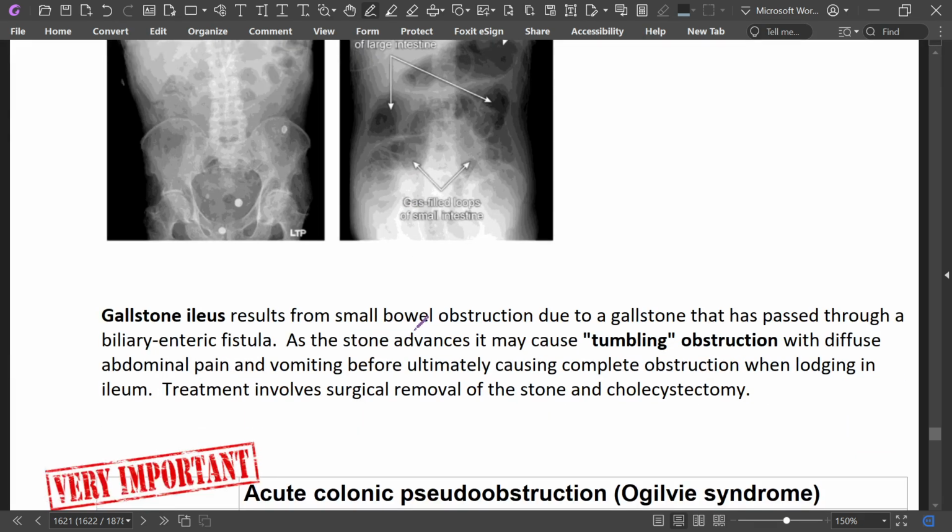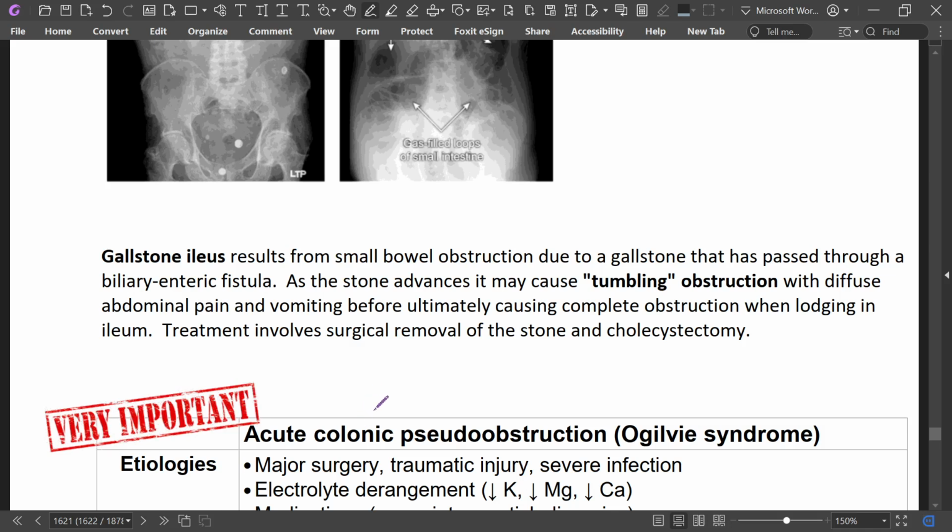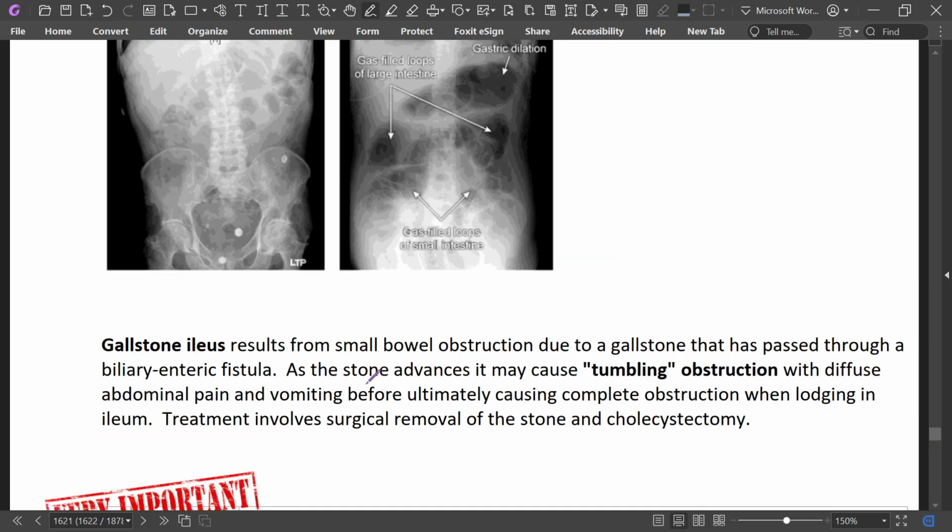Look at the picture. Try to remember these very few things, because understanding things will make your memory keep longer. If you don't understand anything, if you're just trying to cram everything, that means you will be unable to remember these things. This is gastric dilatation, this is dilatation of the large bowel, this is dilatation of the small bowel.